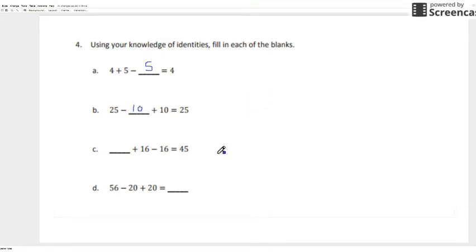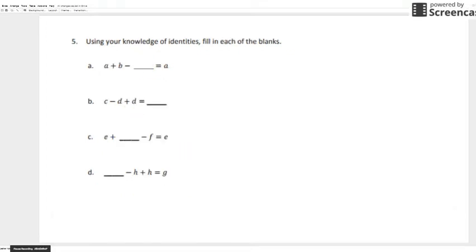All right, welcome back. Hopefully you came up with 45 for C, because these two numbers are exactly the same, or opposites, I should say. One's positive 60, one's negative. So that means 45 is the answer. The original had to be 45. And same thing down here. If we have 56 and then we subtract 20 and add 20, we're going to end up with 56 again. All right, so there we go. That's taking the identity property and putting it into practice.